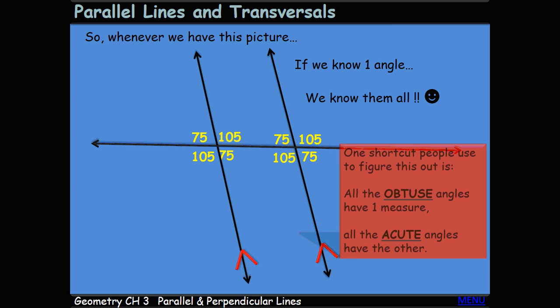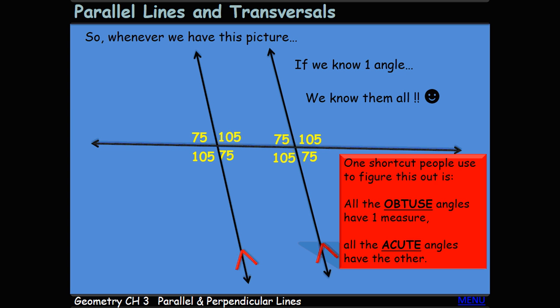There's a shortcut to doing this rather than go through and find all the angle measures, because sometimes we're going to be asked to jump around the picture. You might notice a really simple pattern. All the acute angles have one measure. All these angles that are smaller than 90, the little angles, are all 75 in the picture. And all the obtuse angles have the other measure. They're all 105. So when we have a problem, instead of finding the measure of every angle, we can jump from one angle to the next.